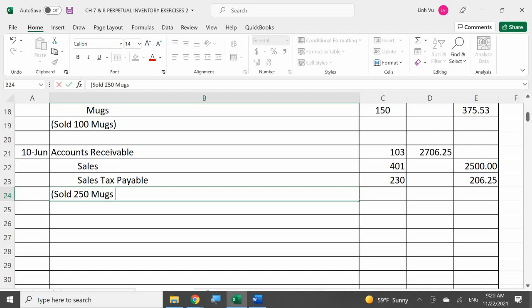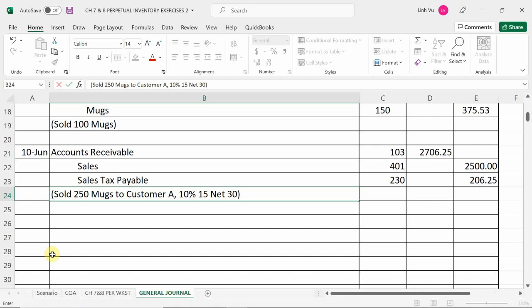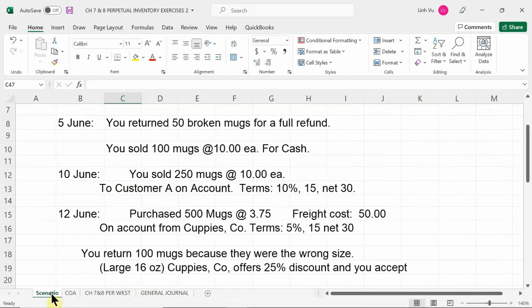Okay. And then of course you're going to recognize here that you sold 250 mugs to customer A, and you gave customer A terms 10%, if they paid within 15 days. If not, the whole thing is due in 30 days. Let me double check that. I think it was supposed to be 10 days. Nope, 15, net 30 for selling it to customer A on an account. Okay.